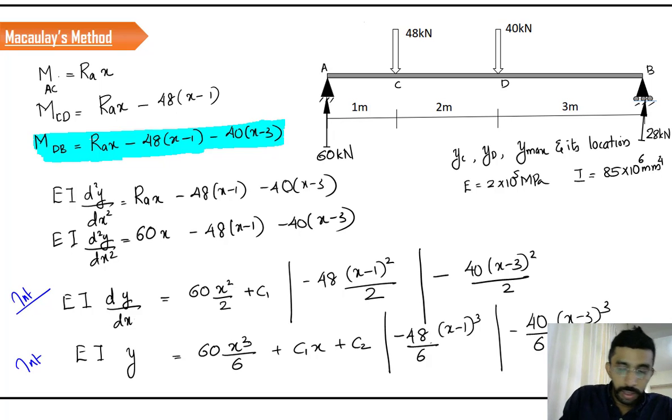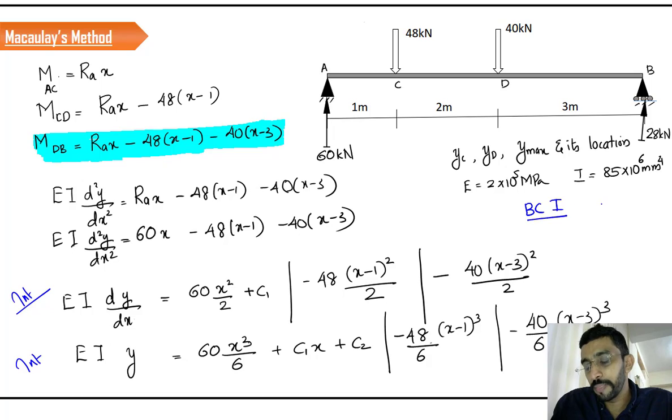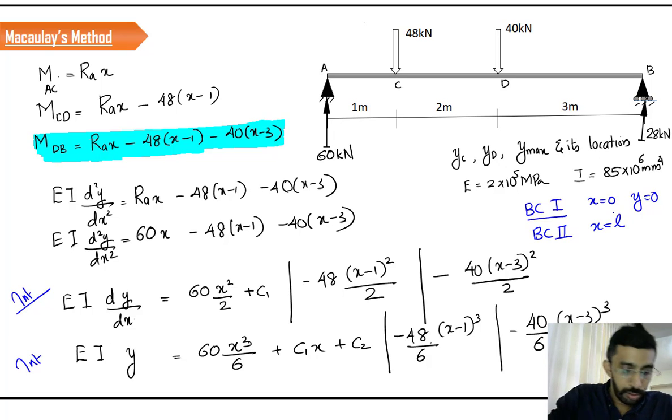Now obviously you know what is the boundary. We have to substitute the boundary conditions to obtain the value of C1 and C2. Now what are the boundary conditions we are going to use? We are going to use boundary condition 1, BC1, as at x is equal to 0, y is equal to 0. What is the second boundary condition? It is at x is equal to L. Sorry, it's not L. Right now we have a value with us. So it is x is equal to 6, y is equal to 0. 3 plus 2, 5 plus 1, 6. So at this location also displacement is 0. Here also displacement is 0.